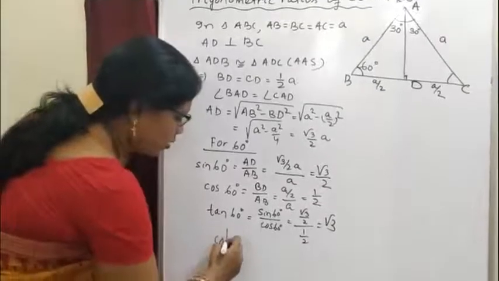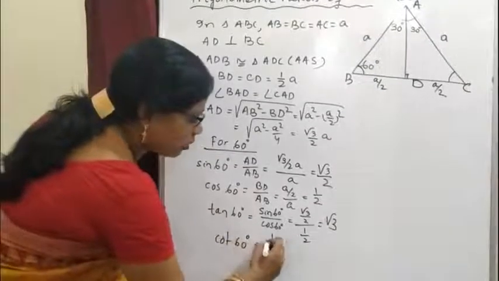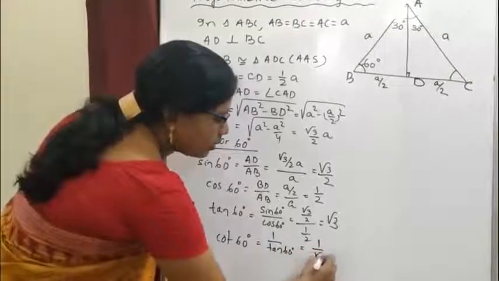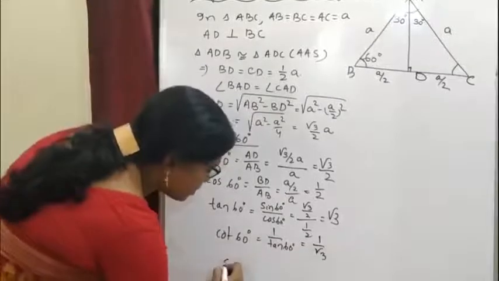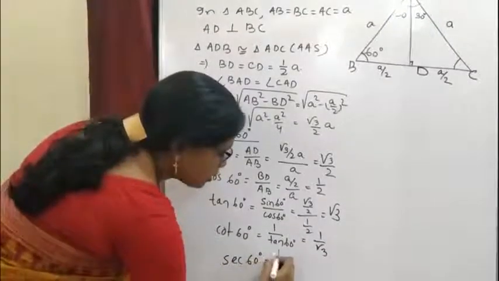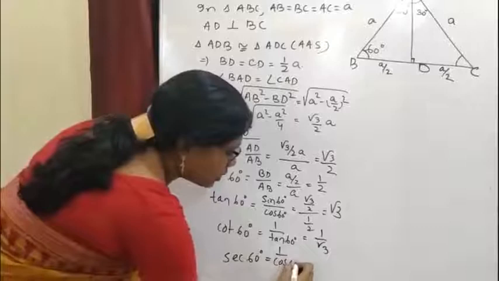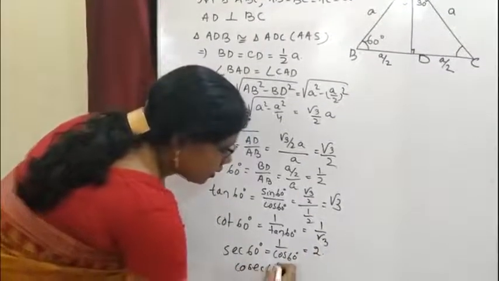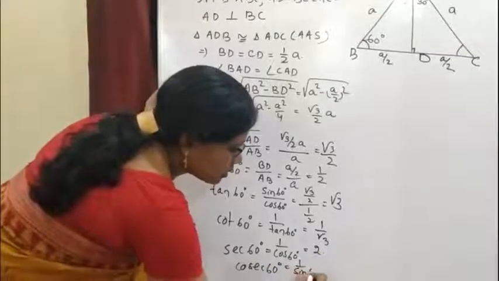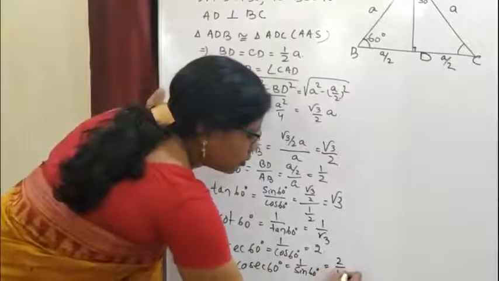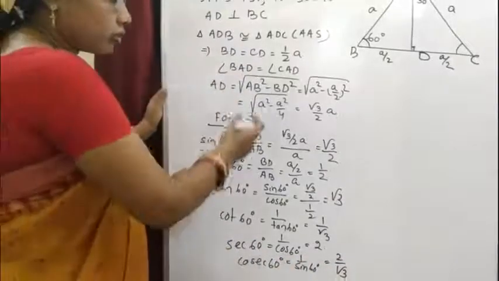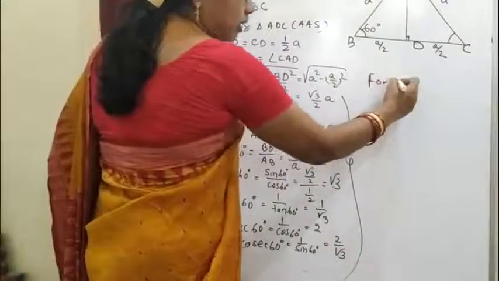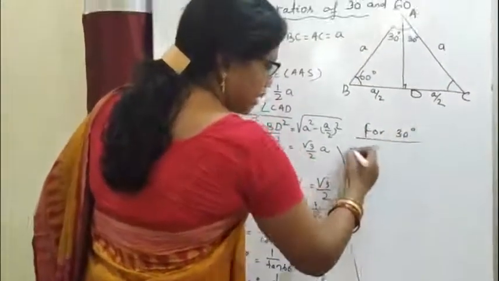Then cot 60 degree is equal to 1 by tan 60 degree. So this is equal to 1 by root 3. Then sec 60 degree is equal to 1 by cos 60 degree. So that is equal to 2. And cosec 60 degree is equal to 1 by sin 60 degree. So that is equal to 2 by root 3. Then we come to the 30 degree angle. So for 30 degree, what is sin 30?